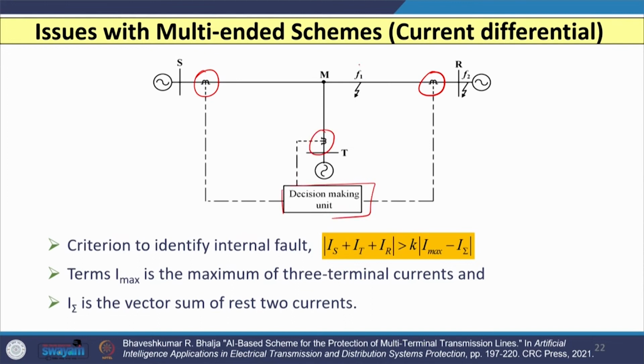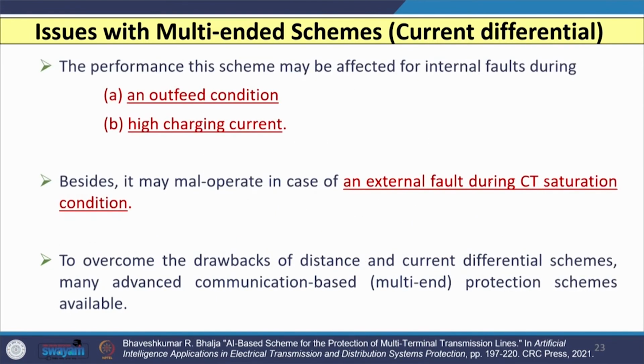In case of any internal fault here at F1, the decision will be taken based on this equation, where you have the summation of the 3 currents, Is plus It plus Ir. When this value exceeds some threshold, k, or some constant multiplied with the maximum value of current out of these 3 currents, and I sigma, which is nothing but the vector sum of the rest of the 2 currents. If this is satisfied, then the relay operates, otherwise the relay blocks.